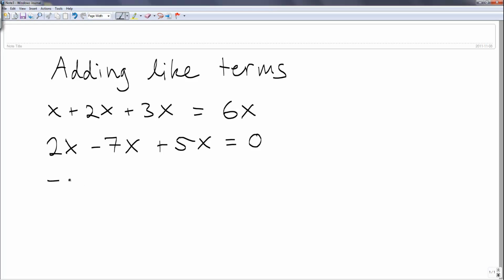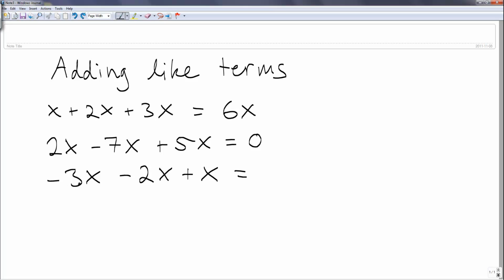How about this one? Minus 3x minus 2x plus x. When we write x, we could write 1x, but since 1 times x is just x, we're not going to write out the 1. But this is really what it means, 1x, when we see x.